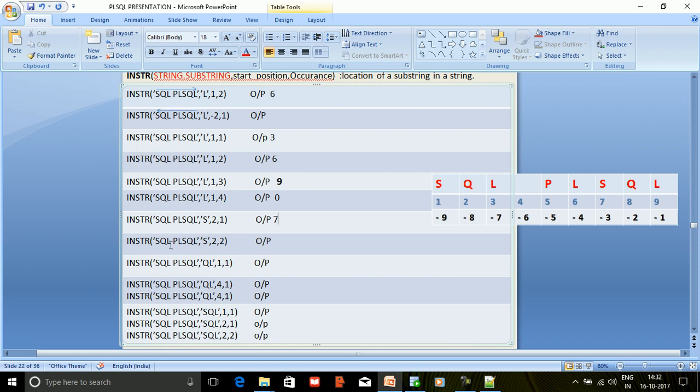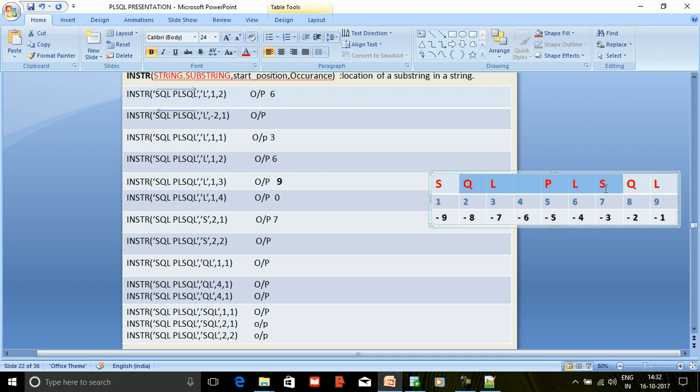Next, you are asking the engine to check from the second position until the second occurrence. Second position: S is equal to Q? No. S is equal to L? No. S is equal to space? No. S is equal to P? No. S is equal to L? No. S is equal to S? Yes.